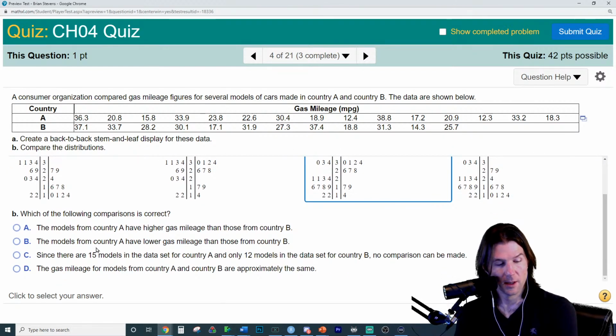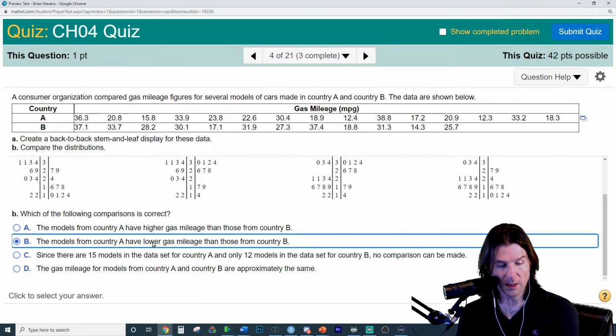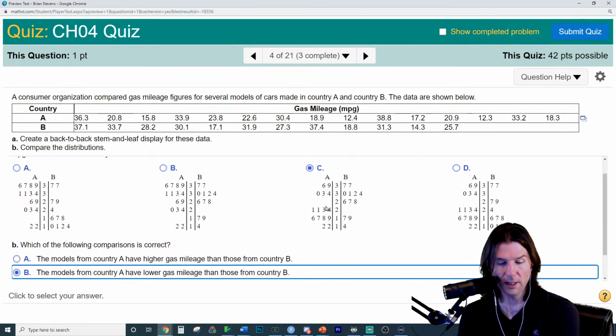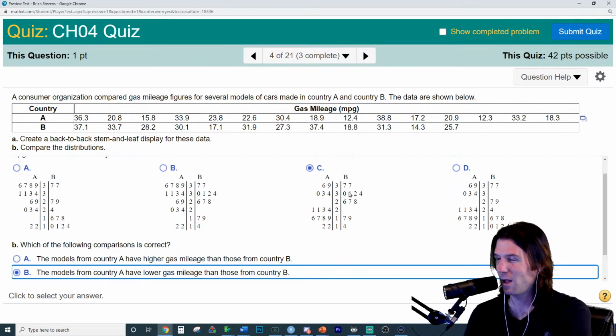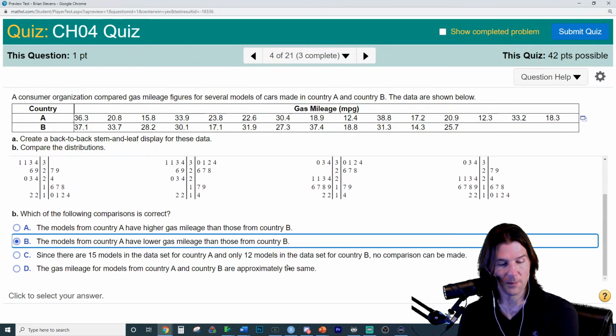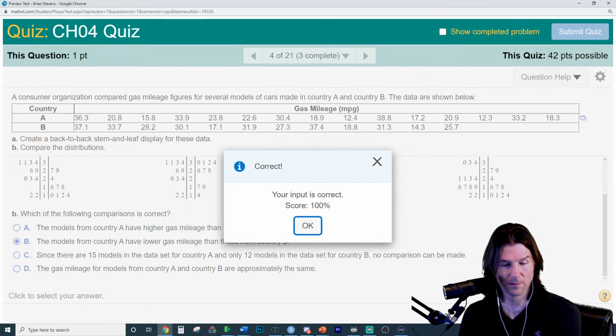So the models for the country A have higher gas prices. So model A looks to have lower, since there's 15 models. So it looks, if you look at A is centered down here and B is centered up here. They're both a bit odd, but I would say that A is skewed to the left, and B is right skewed. It's just that weird gap right there. It's so crazy.